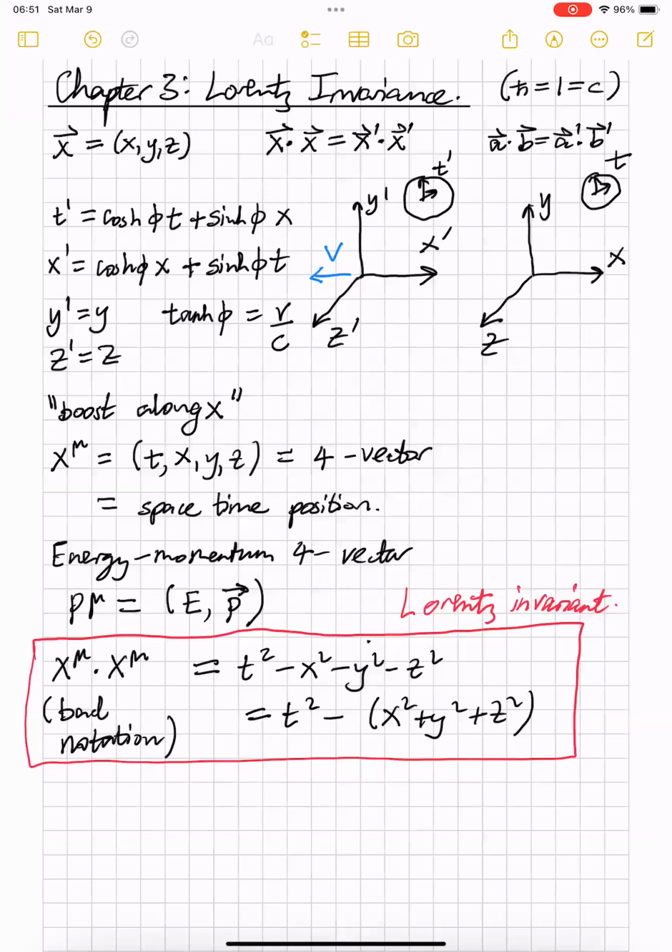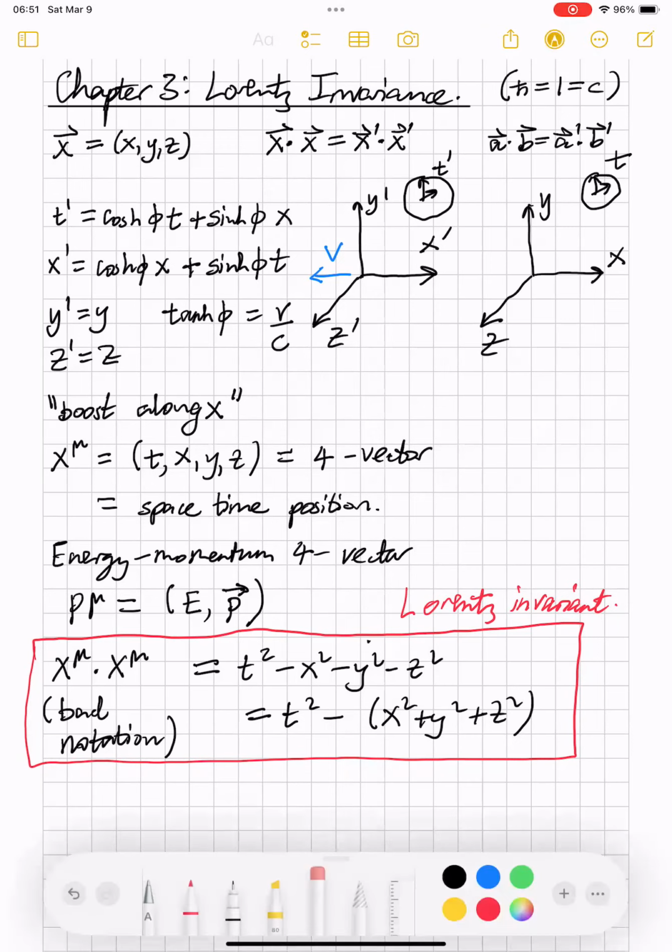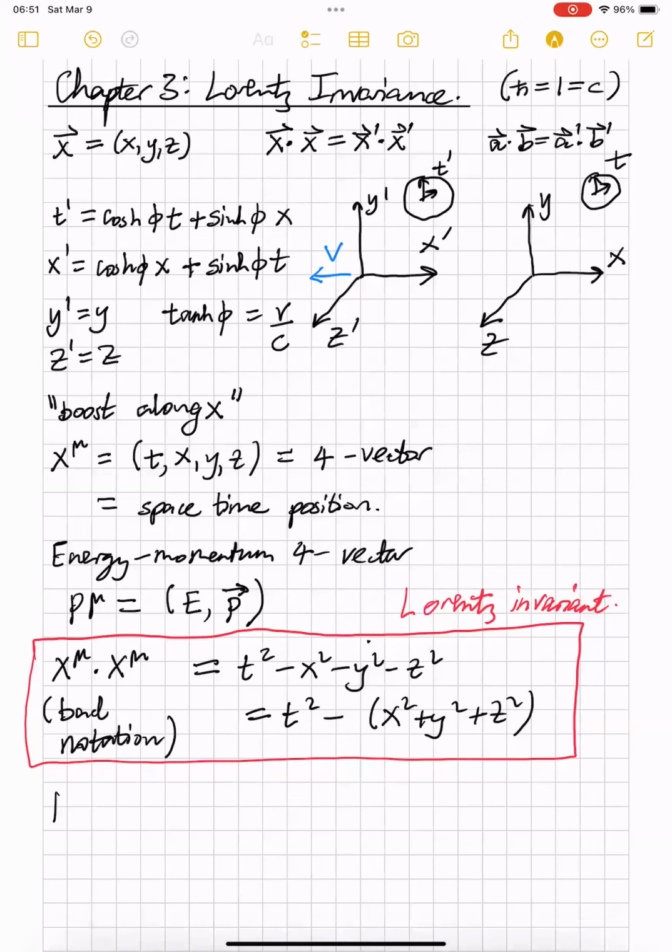Okay, now I don't want you to get the wrong impression. So we checked that x mu dot x mu was Lorentz invariant. But for example, if you took p mu dot p mu, this would be equal to E squared minus p dot p. That would also be Lorentz invariant.